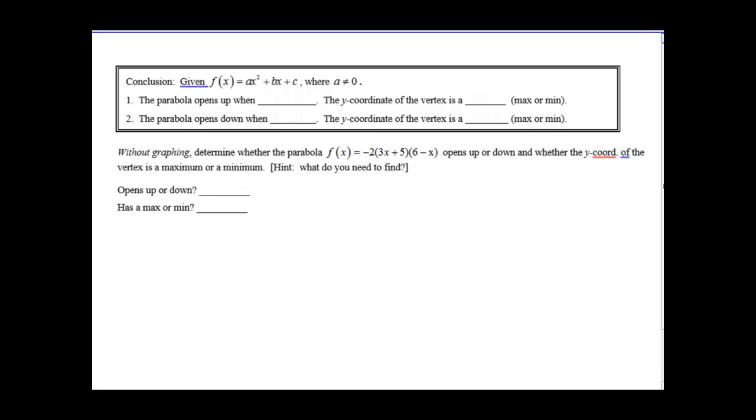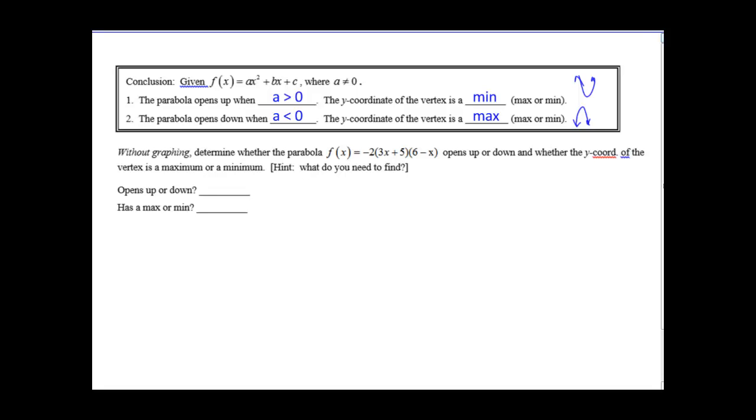Okay, conclusion. Given that f of x is ax squared plus bx plus c, and a cannot be 0. If a is 0, now we end up making a linear. We know that the parabola opens up when a is greater than 0. And then the y-coordinate, therefore, is a minimum. So we get this nice, lovely picture. We know that the parabola opens down when a is less than 0. Therefore, the y-coordinate is a max, or we get this picture.